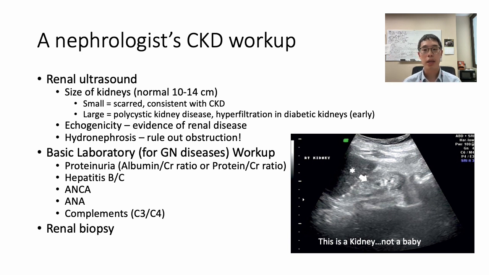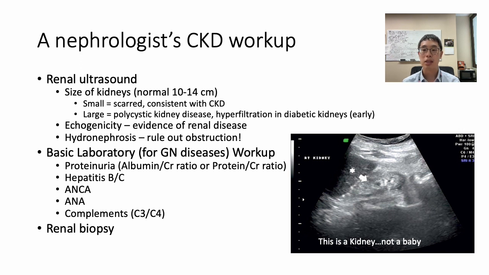The workup for chronic kidney disease is very similar to the workup for acute kidney injury. We typically start with obtaining a renal ultrasound to look for any evidence of obstruction, but we also look at the sizes of the kidneys to help us determine the chronicity of the kidney disease. Normal patients will have a kidney size of anywhere between 10 to 14 centimeters, and if the kidney sizes are smaller than this, it would suggest that the patients had had chronic kidney disease for a long time.